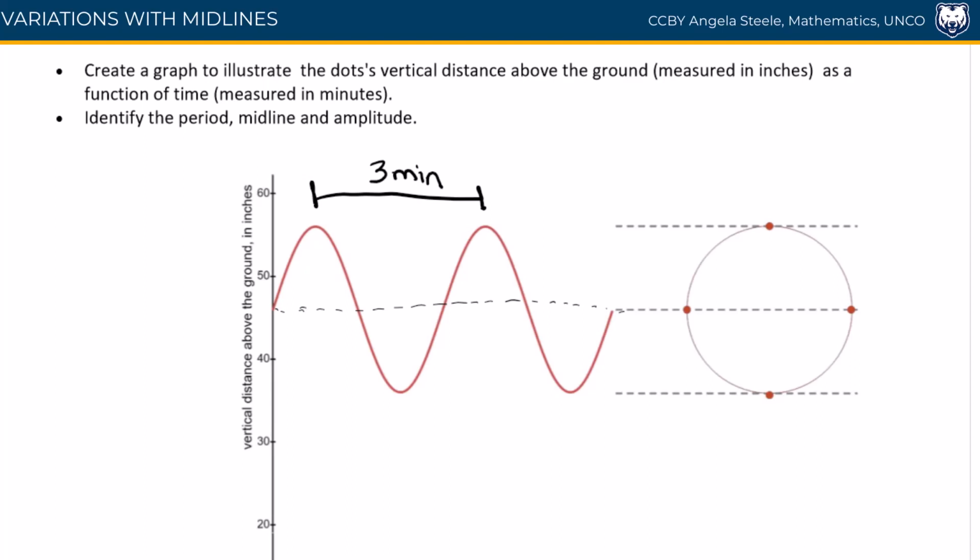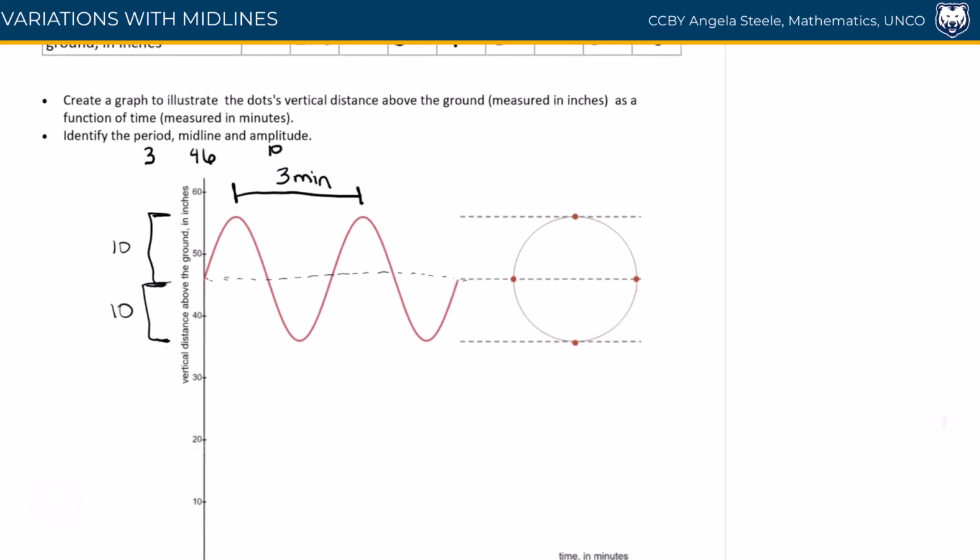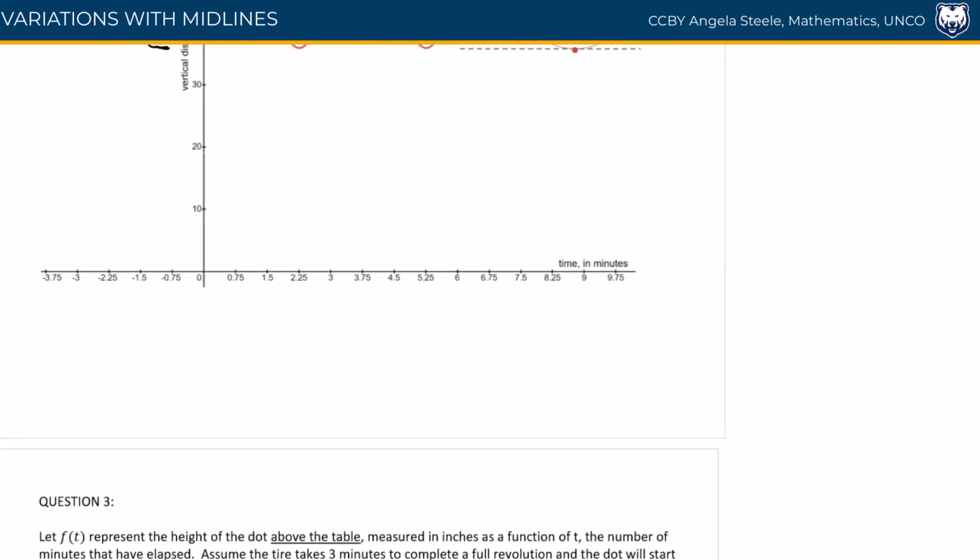And then the last part, the amplitude. Let me go ahead and write these in. So period is 3 minutes, midline is 46, and then the amplitude is still going to be 10, because from the 46 to the 56, that's 10 units, and then same thing below, 46 down to the 36, that is 10 units. So that is our amplitude. All right, let's go ahead and move on to the next problem.